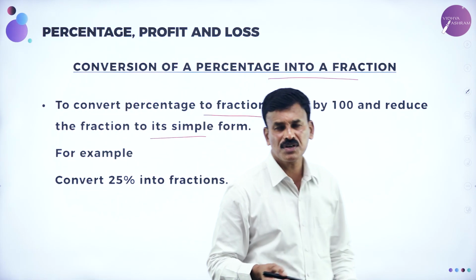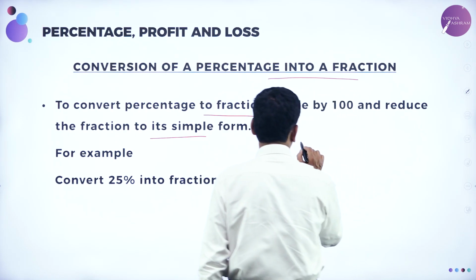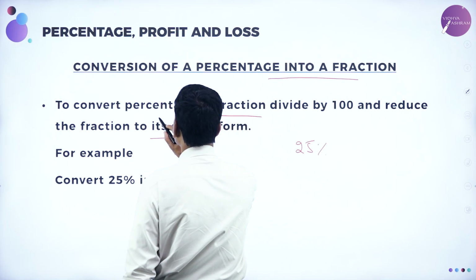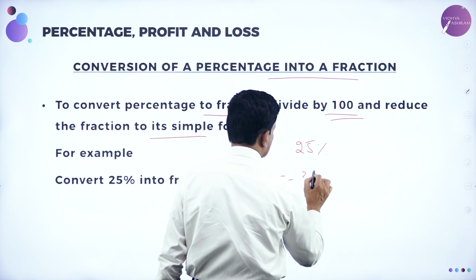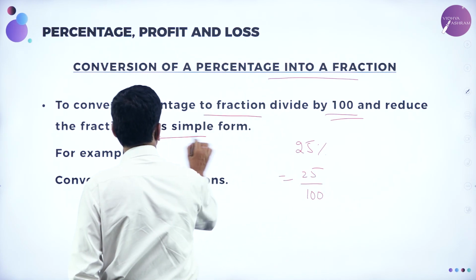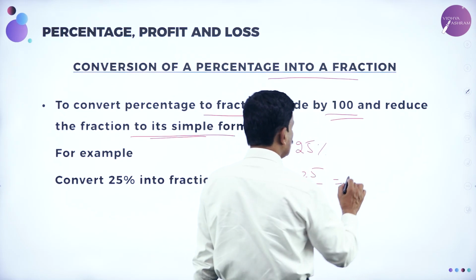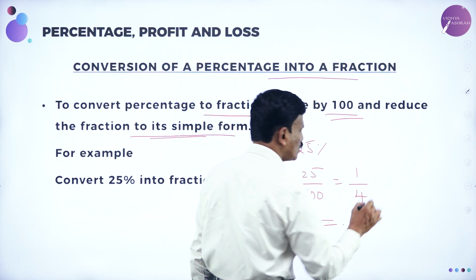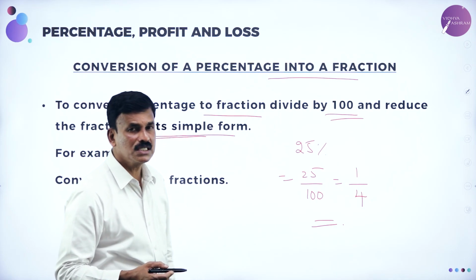Now let us consider the first example. Let us convert 25% into fraction. What is the procedure? To convert percentage into fraction, divide by 100. So 25% is equal to 25 by 100. Then reduce the fraction to the simplest form. 25 ones are 25, 25 fours are 100. So therefore 25% is nothing but 1 by 4. So the percentage of 25 in terms of fraction is 1 by 4.